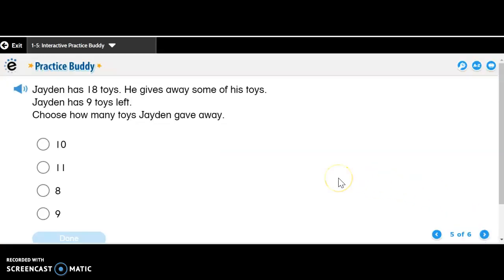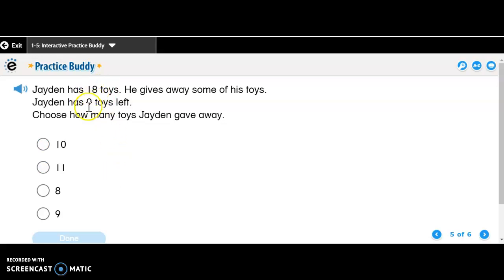Next page. Jaden has 18 toys. He gives away some of his toys. Jaden has 9 toys left. So same thing, I kind of like to picture that in my head. So he's playing with 18 toys and he gives some away. He's not getting any more added to his pile. He's giving them away. So we know that we're looking here, 18 take away 9.